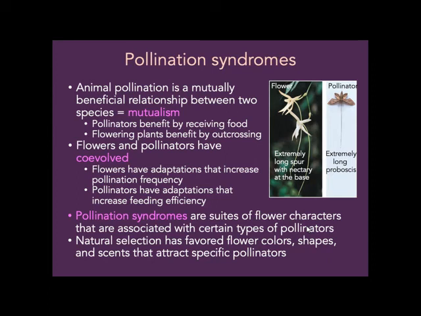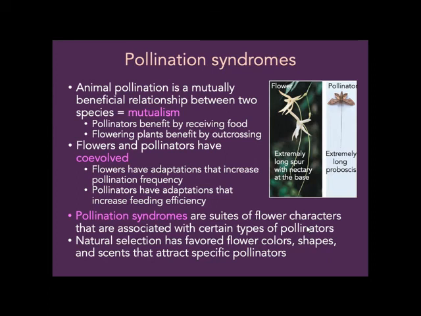For example, you have plants that are pollinated by bats, and those plants tend to have very strong smells, and they're light colored, and they don't have any particular color pattern on them because it's nighttime.